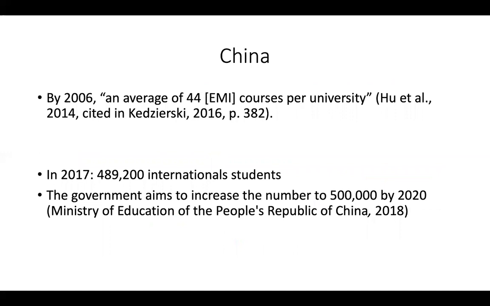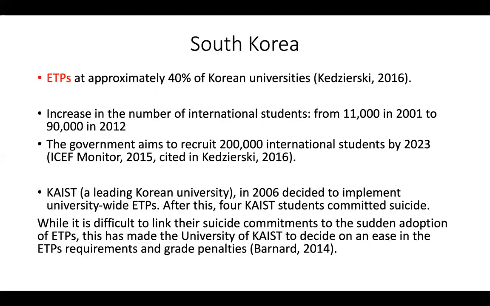In China, by 2006, an average of 44 EMI courses per university were implemented. And as you know, the number of international students in China is rising very, very quickly, the first one in Asia. And the government, similar to the case of South Korea and Japan, aims to increase the number by a target year, which is to increase the number to 500,000 by 2020 in the case of China.